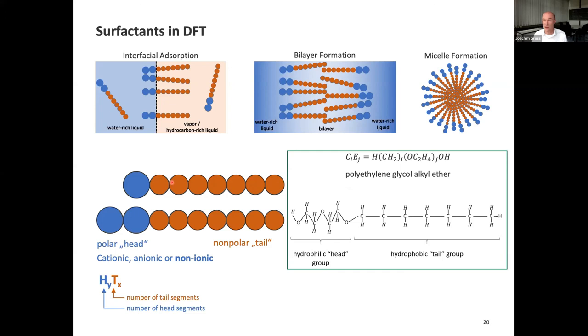And it can also be two polar heads or three and so forth. So the nomenclature is shown here. Head, two, tail, what is it, seven, for example. So this is the nomenclature I'm using.